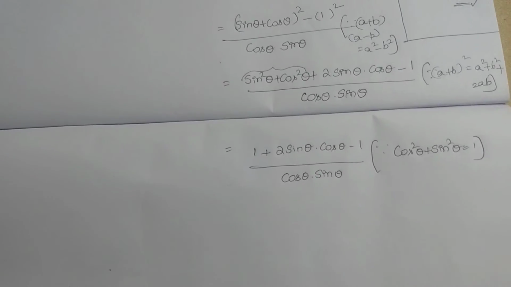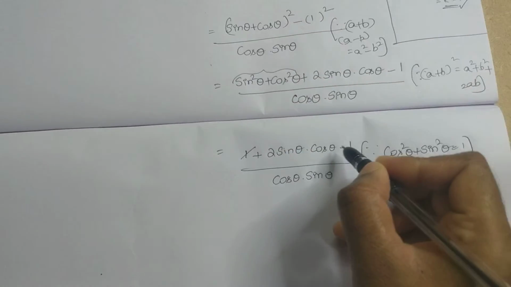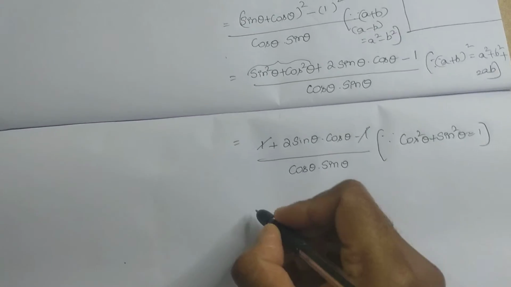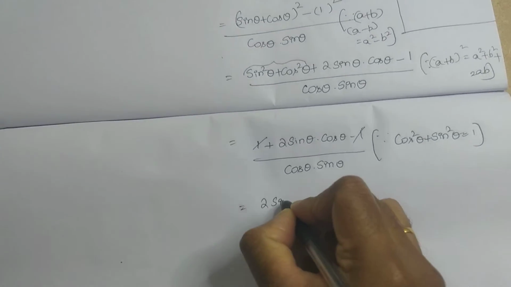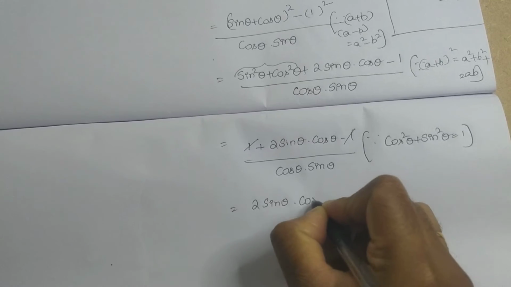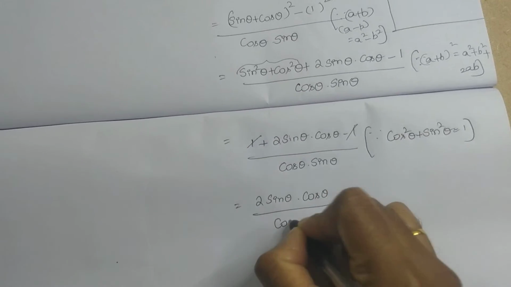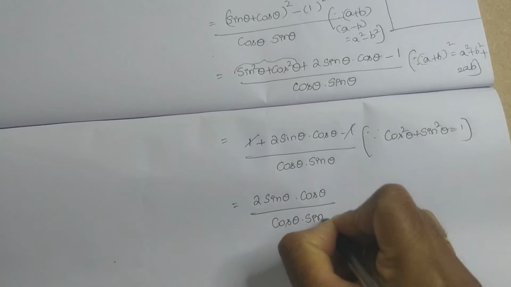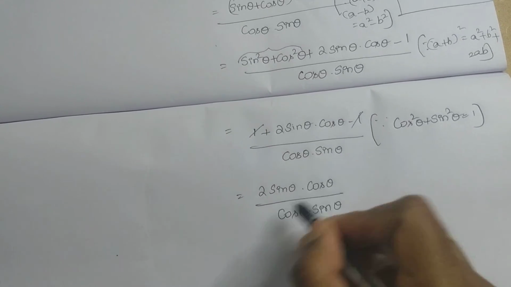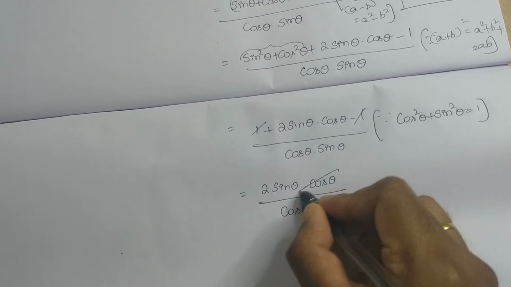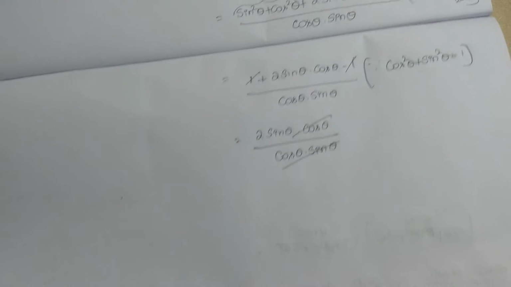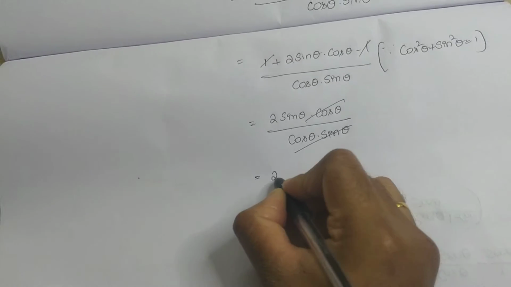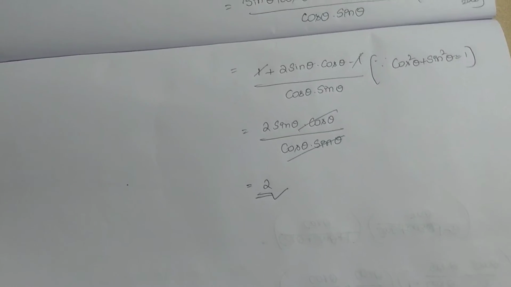Clear? So 1 and 1 will be cancelled off. So 2 sin theta into cos theta divided by cos theta into sin theta. See, a into b or b into a is the same. So this and this will be cancelled off. We will be getting the solution as 2 for sub question 1.